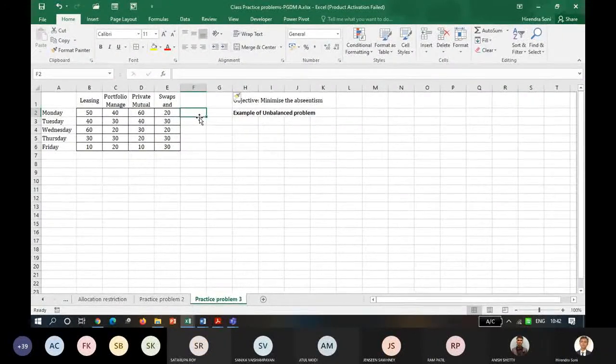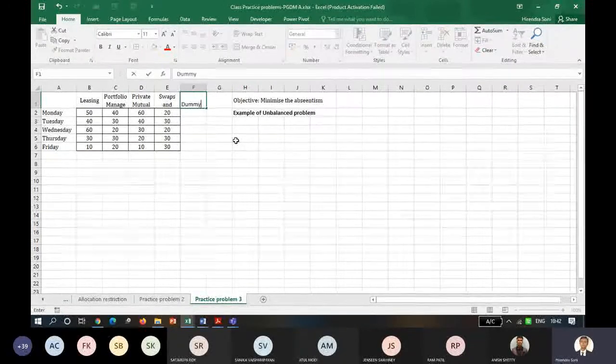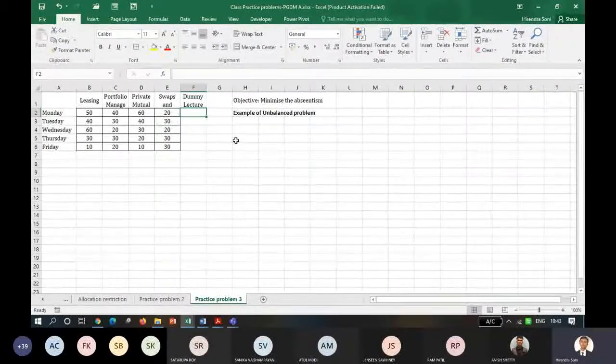Sir, we will create a dummy column, right? Yes, we'll create a dummy column. If we are doing it manually, we will create a dummy column. What would be the values here? Sir, zeros. We will use zeros there. Okay, now this becomes balanced. So wherever the number of rows and columns is not equal, you will have to balance it. Now this has become a balanced problem.